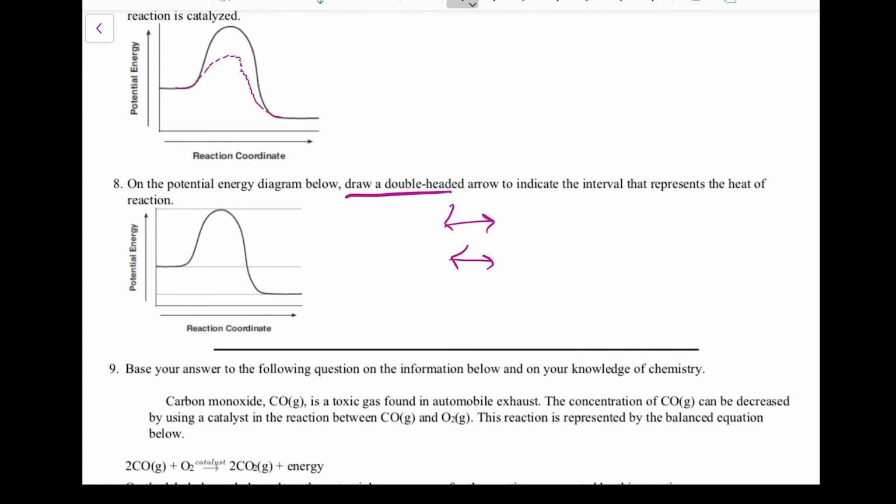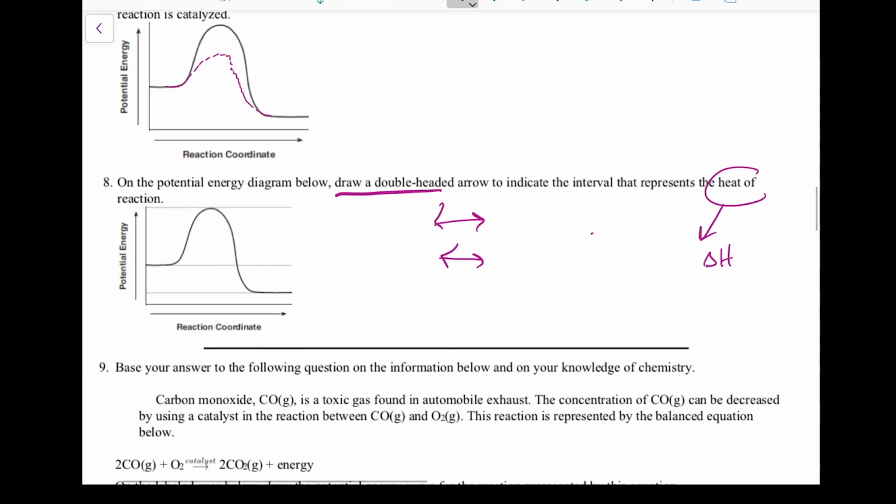The heat of reaction. So remember, your heat of reaction, that is your delta H, and that is the heat of your products minus the heat of your reactants. So it's this section right there.